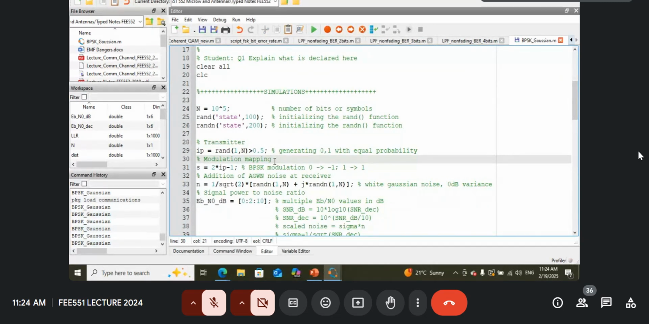So what this does in MATLAB, if you say rand(1, n) > 0.5, it's going to generate random values, zeros and ones, with equal probability of 0.5. Because we know for BPSK, the information that you have sampled is actually zeros and ones. So we're just generating random values up to that number.